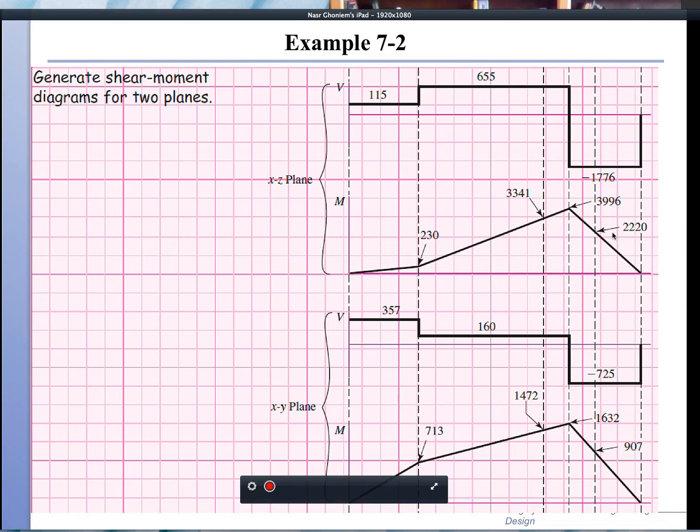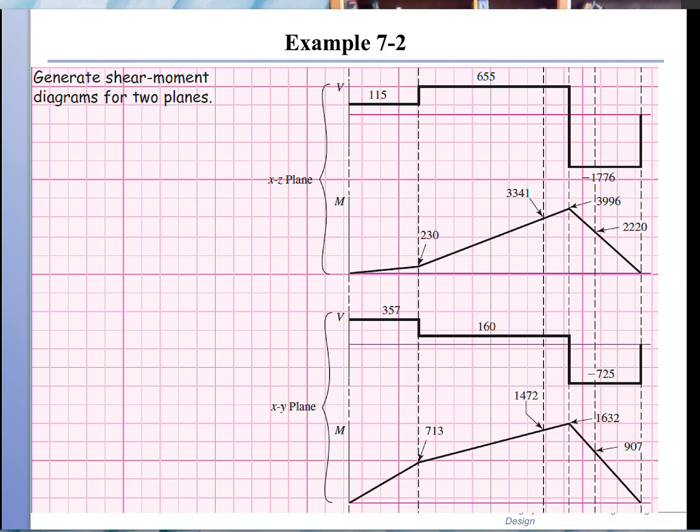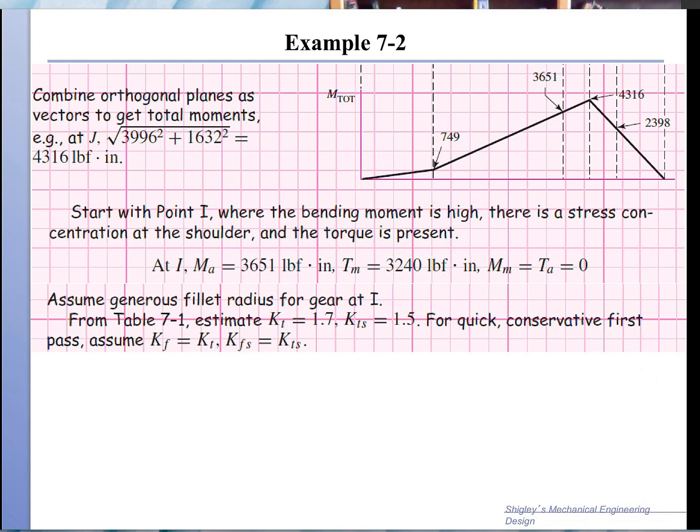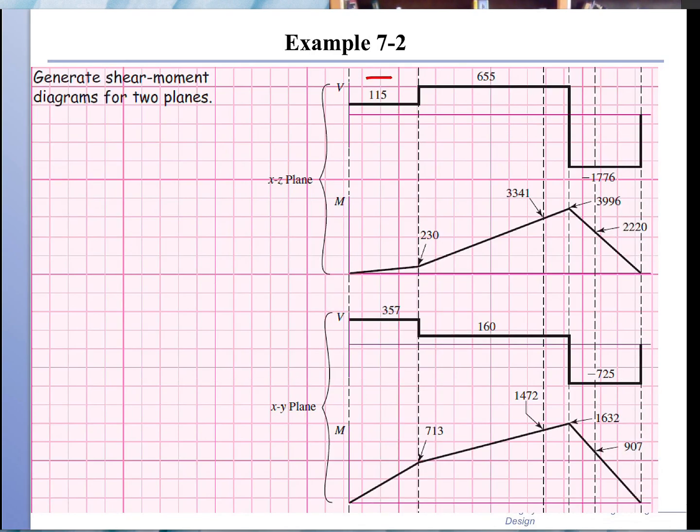And for the moments, we cannot generate them without the transverse shear. For the transverse shear, we have two planes, the XZ plane and the XY plane. On the XZ plane, the transverse force starts from the reaction. So the reaction is 115, and we start from this point and build it up. You have 115 starting here, which is basically the reaction, and then it steps up as you add more force, and down, and so on, just like what we learned to get the shear force diagram.